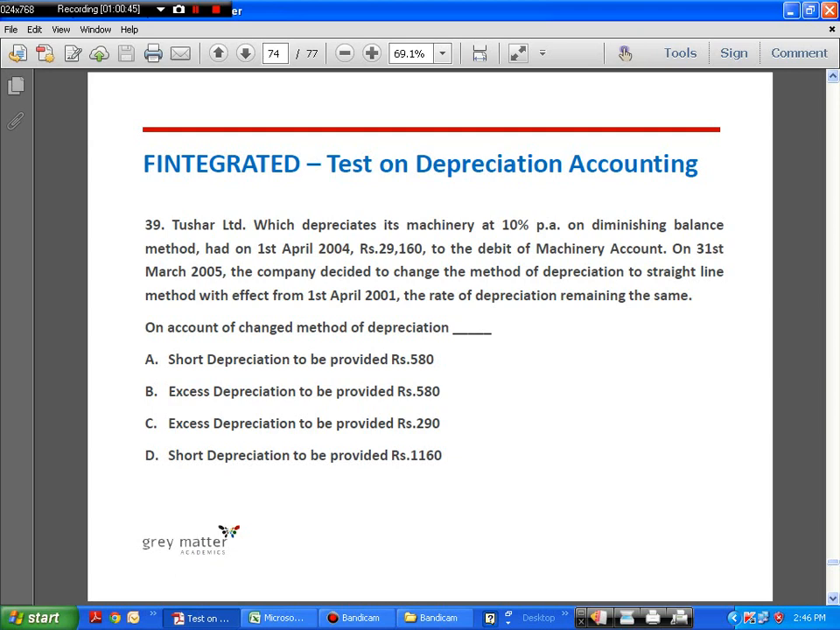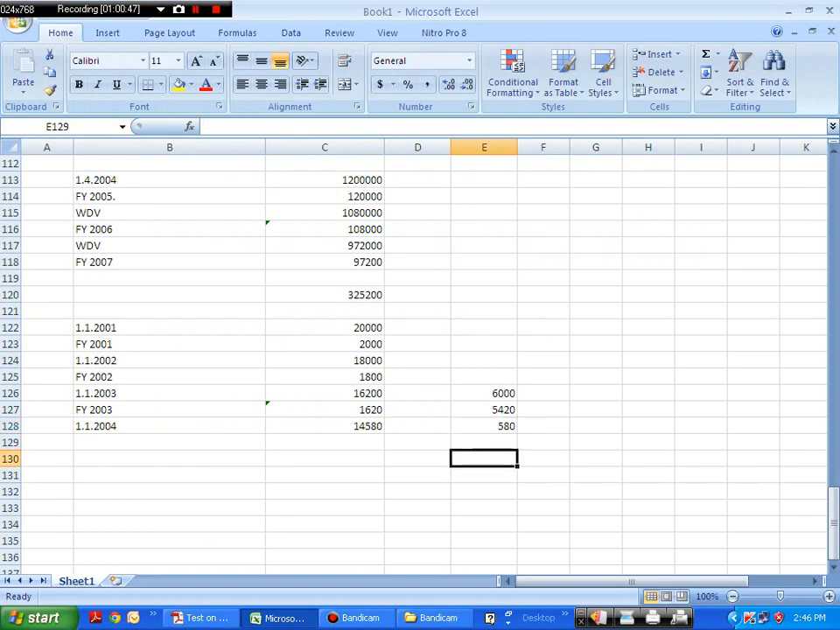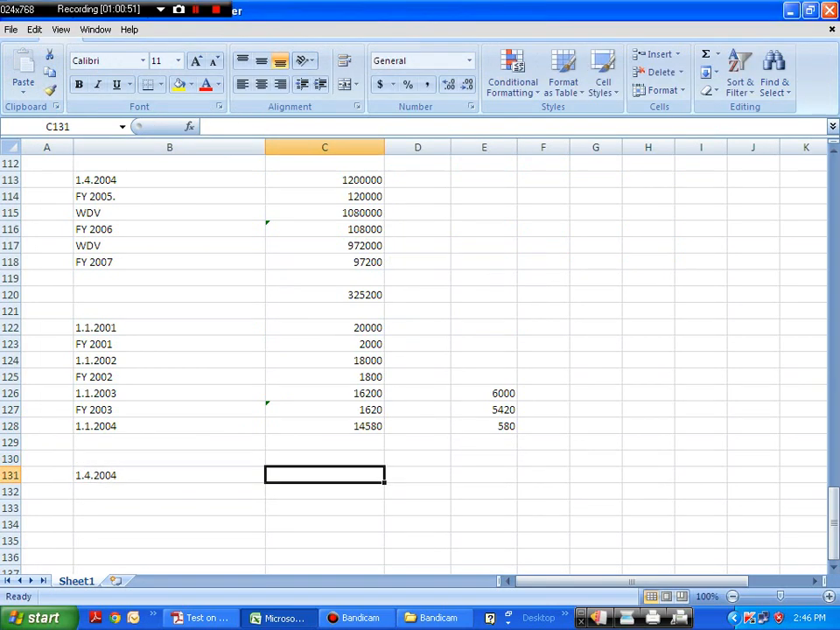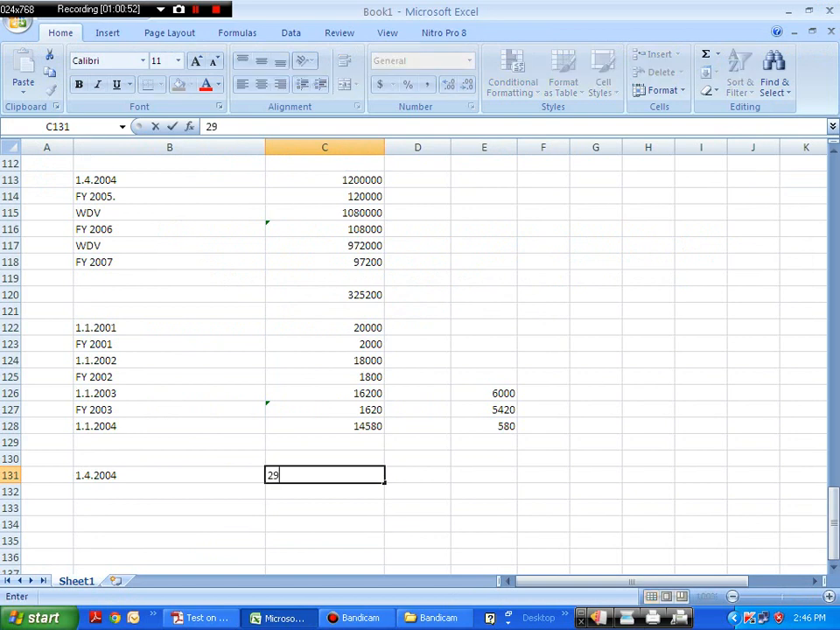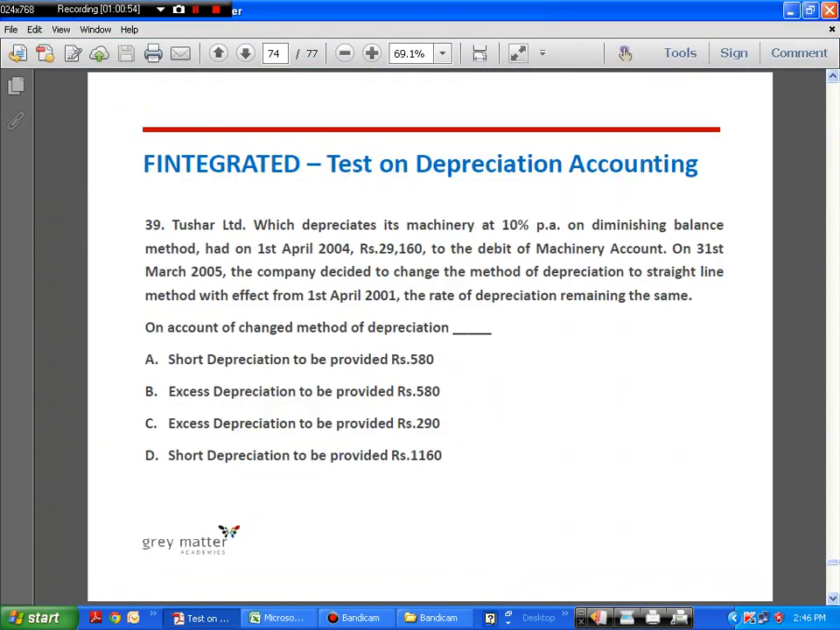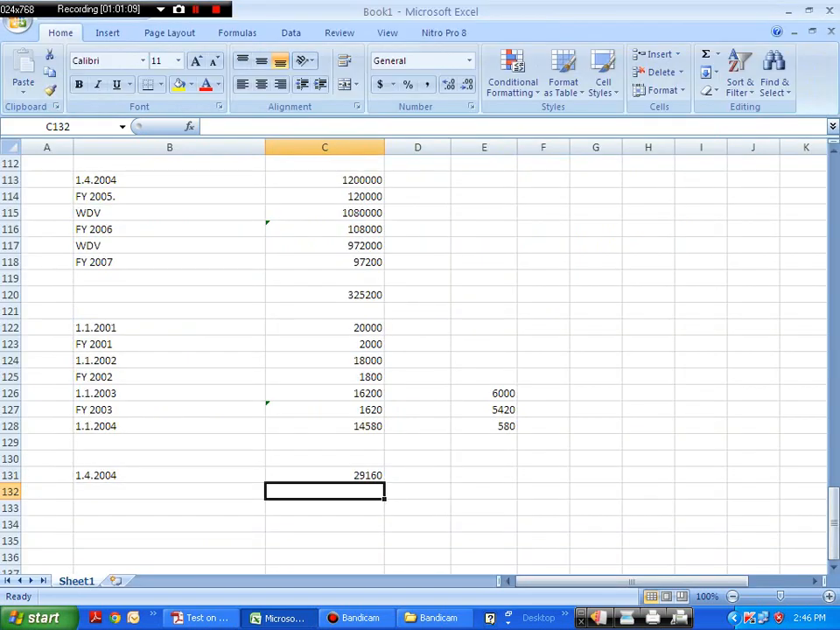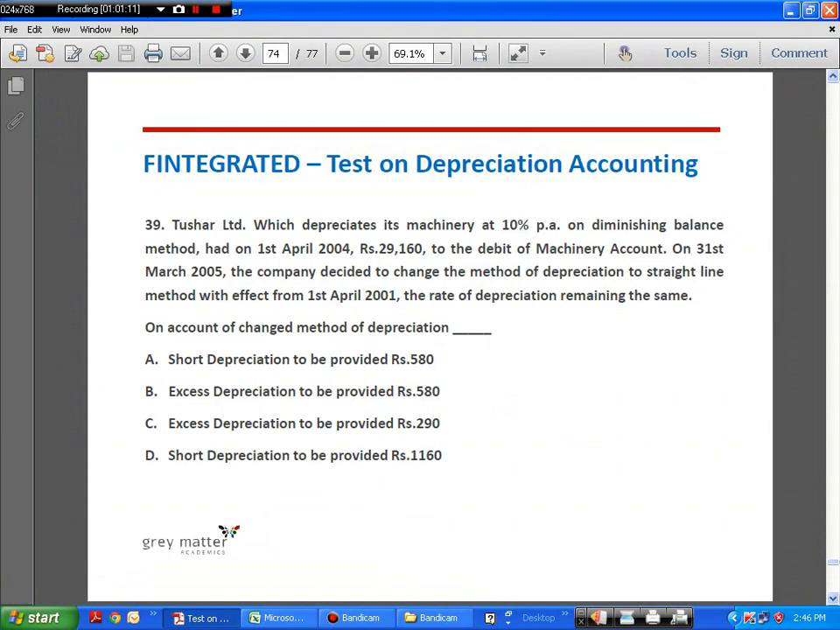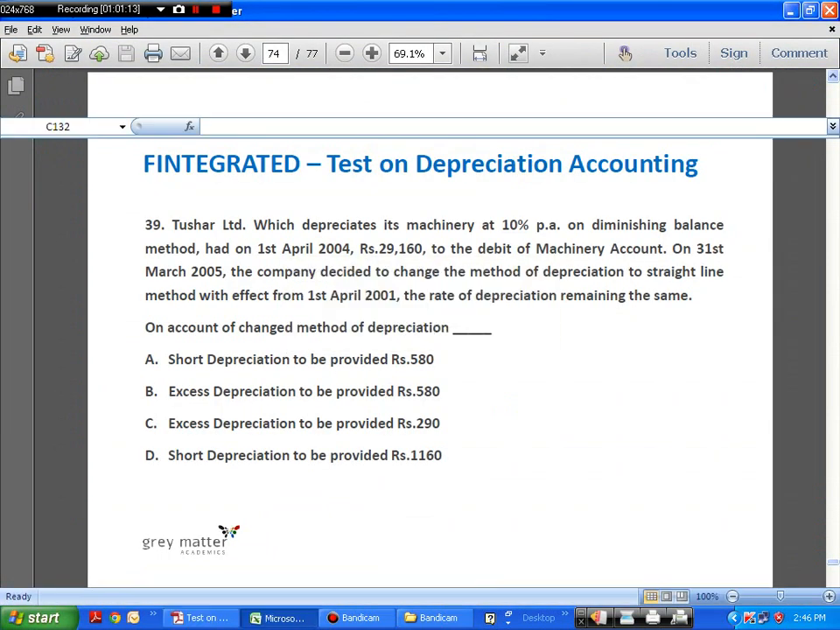Okay, so we have the WDV as at 1/4/2004. The WDV is 29,160. Right, and we don't know what is the cost of the asset or what was the WDV of the asset on 1/4/2001. That is the date from which they want to change the method of depreciation. So we have to work backwards from 1/4/2004 to 1/4/2001 using the rate of depreciation.